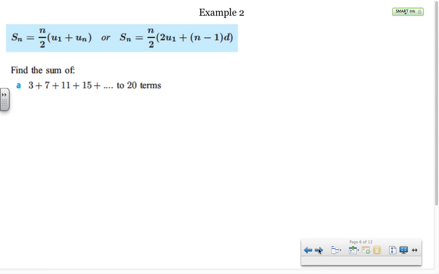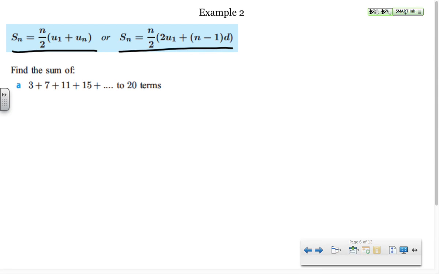Example number 2. Okay, now we're going to get into the arithmetic series. Example 3 will be geometric series. So here are my formulas, okay, and I want 20 terms. So I can do this in one of two ways. I can either use the first formula. If I use the first formula, I must find the explicit formula and I must find the 20th term. If I use the second formula, I do not. So I'm going to use the second formula.